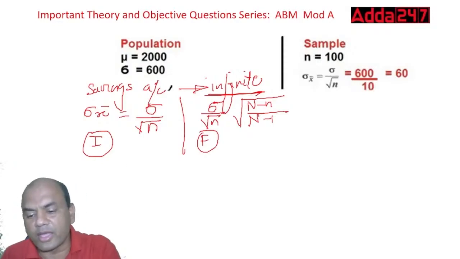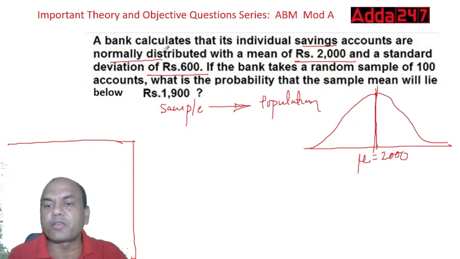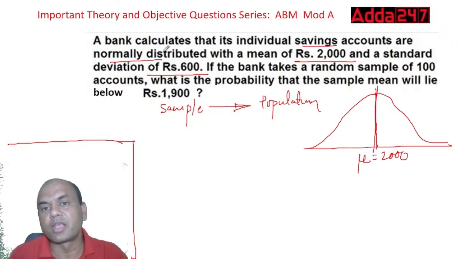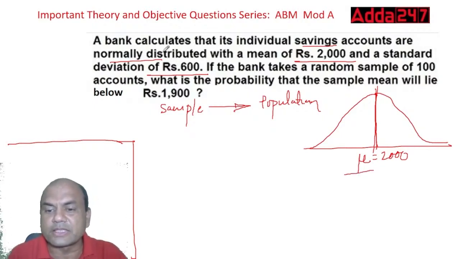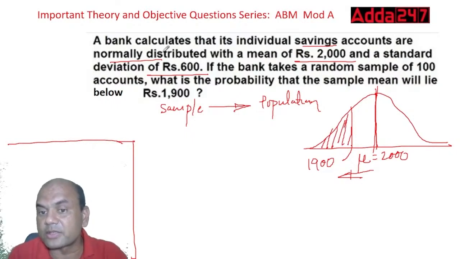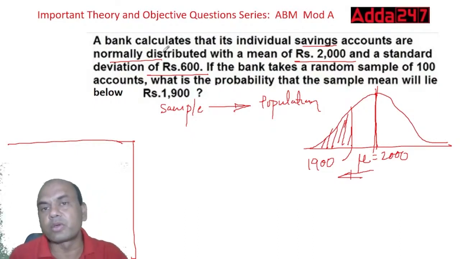Now, have they given anything else? The second part: they have asked the probability that the sample mean will lie below 1900. What do you mean by below 1900? Look at this. This is mu, 2000. On the left side will always be less than 2000. So 1900 will lie over here somewhere, right here. What do we want? We want below 1900. So we want this area below 1900. This is the basic answer we require. Now how do we find out the area over here?